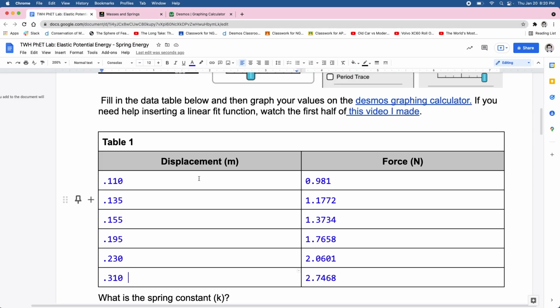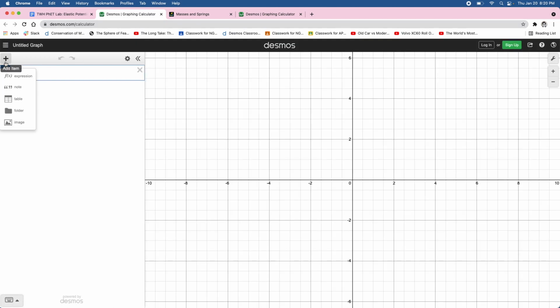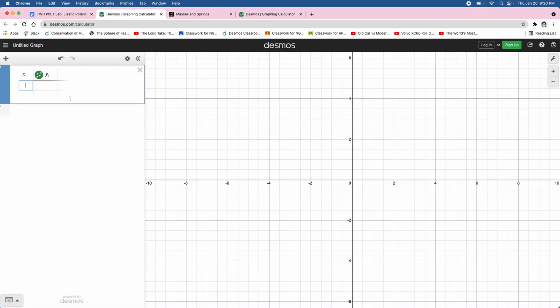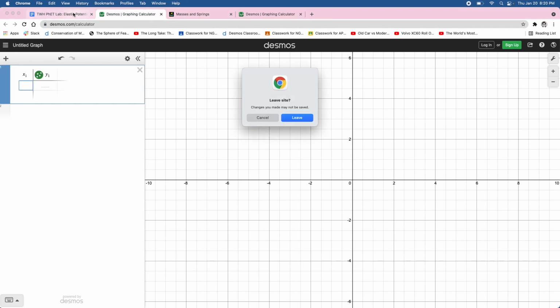But you take these values and you click on the link here for the graphing calculator, and you are going to make a table. All right, so you're going to insert a table, and then you're going to simply put your values for the displacement in the x column and your values for the force in the y column. And I already did this over here. This is what I've got. I've got all the values from this table.